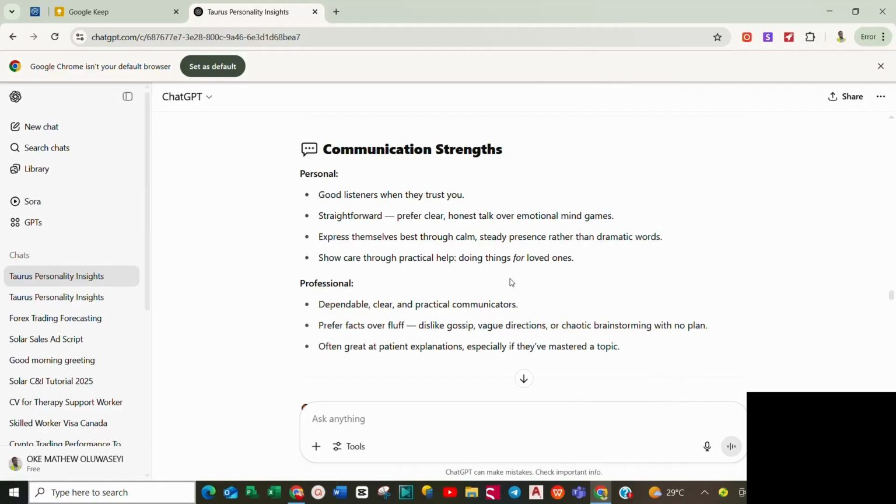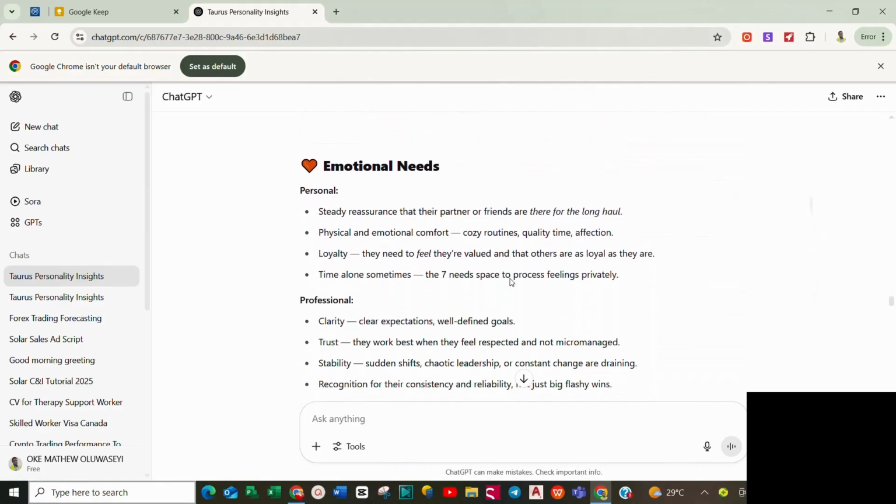Then professional. They are dependable, with clear and practical communication. They prefer facts over fluff. They dislike gossip, vague directions or chaotic brainstorming with no plan. They dislike it. So that's their professional communication strength, and they are often great at patient explanation, especially if they have mastered a topic. So they know how to explain things, especially when they have mastered it.